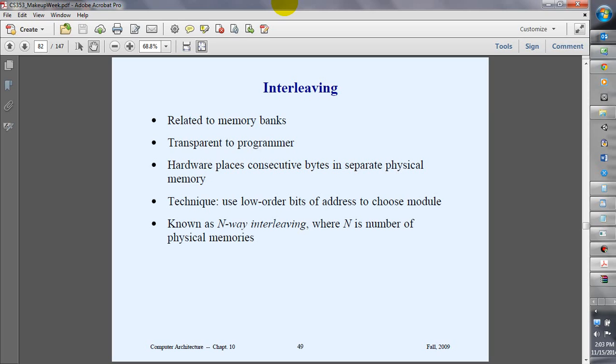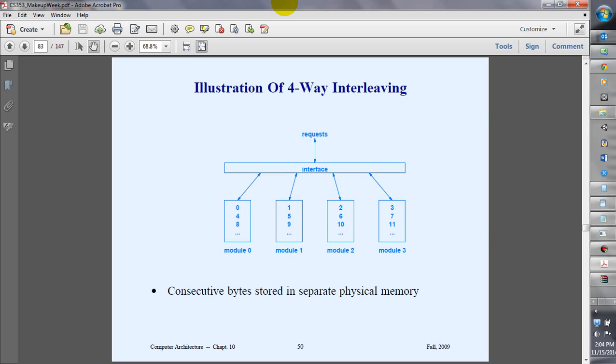Interleaving is more popular. This is related to memory banks. It's transparent to the programmer. It uses hardware to place into a certain location, so the requests go through an interface basically. And we use the lower order bits to choose the handle. So this is finally now the picture I wanted to show you, where basically 0, 1, 2, and 3 are each stored in separate modules. 4, 5, 6, and 7 are in separate modules, and the interface is responsible for showing where those actually are.